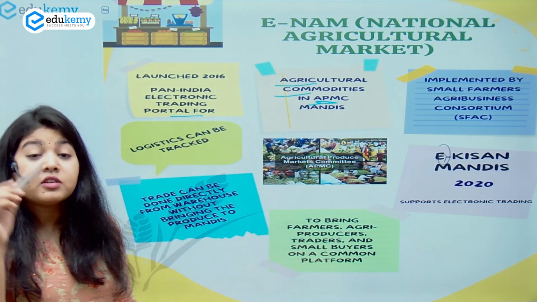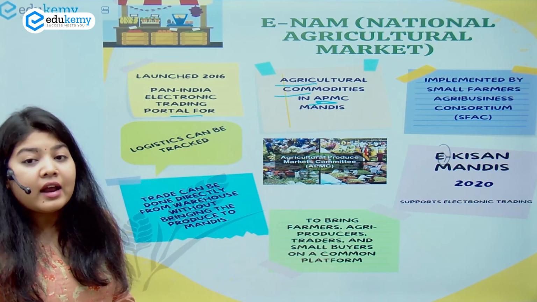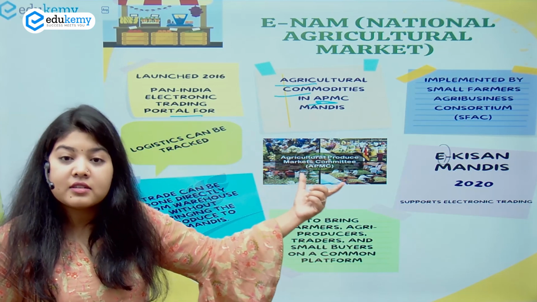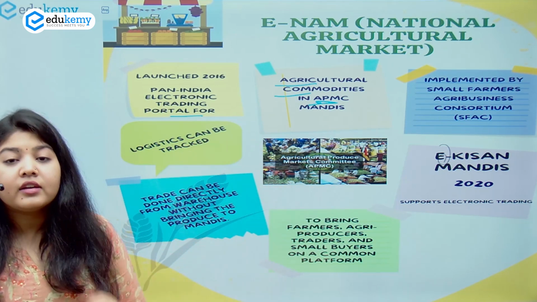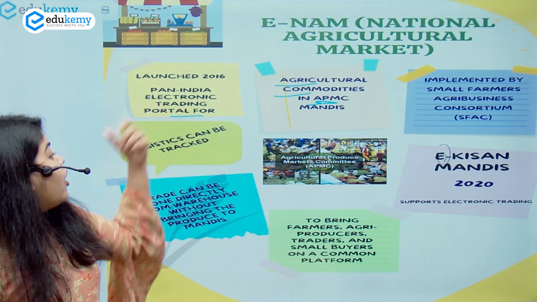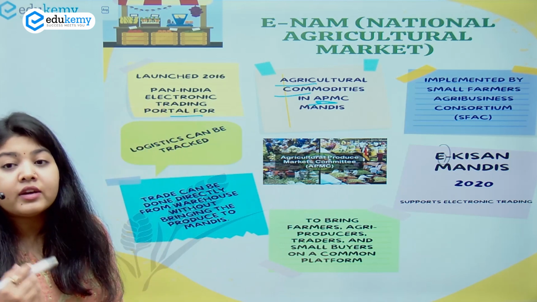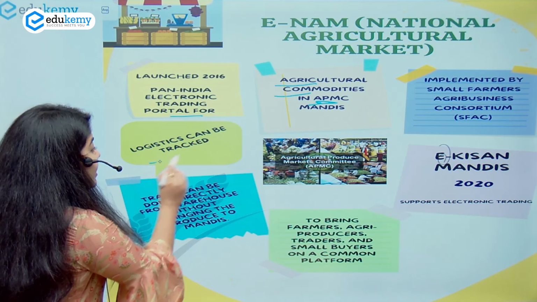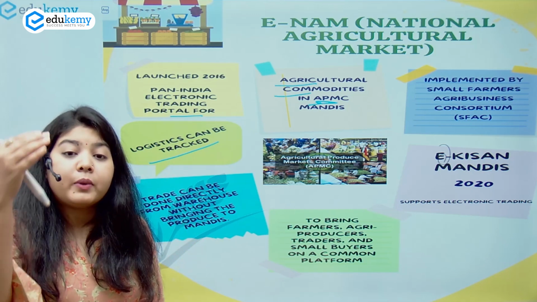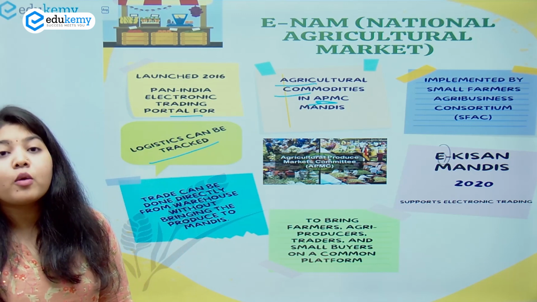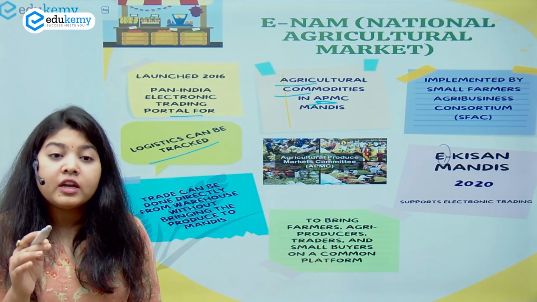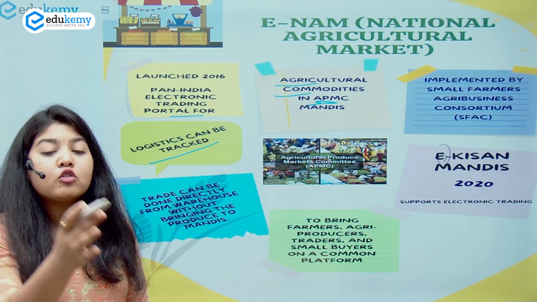Now what is APMC? If you remember your APMC Act, it stands for Agricultural Produce Markets Committee. So these mandis have been created, and all the agricultural commodities can now be traded online. So what benefit does it have? The benefit is that the logistics can be tracked here, and I do not need to bring my entire grain from the warehouse to the mandis for the trading to be done.